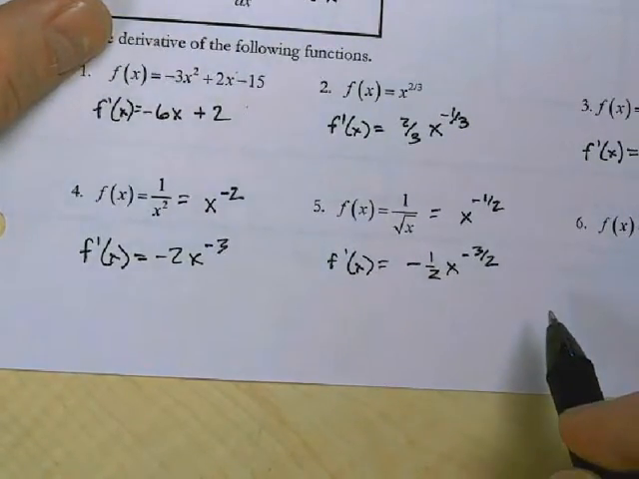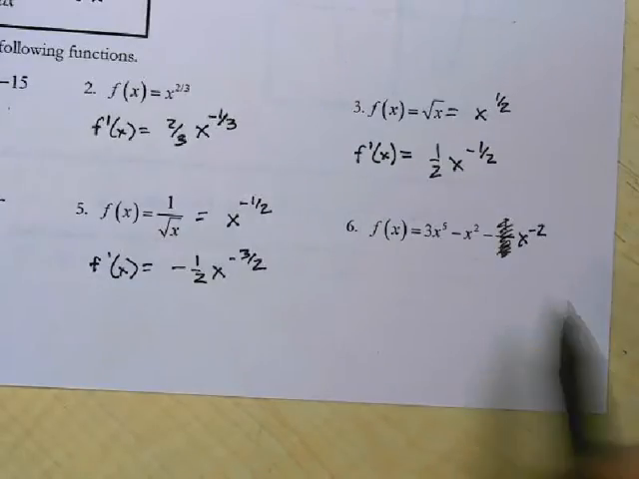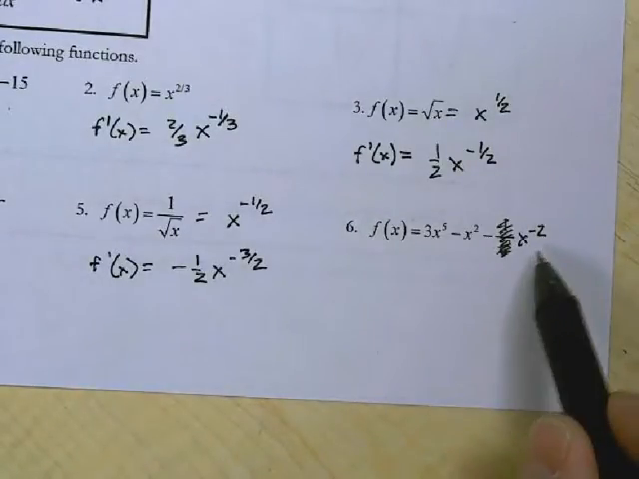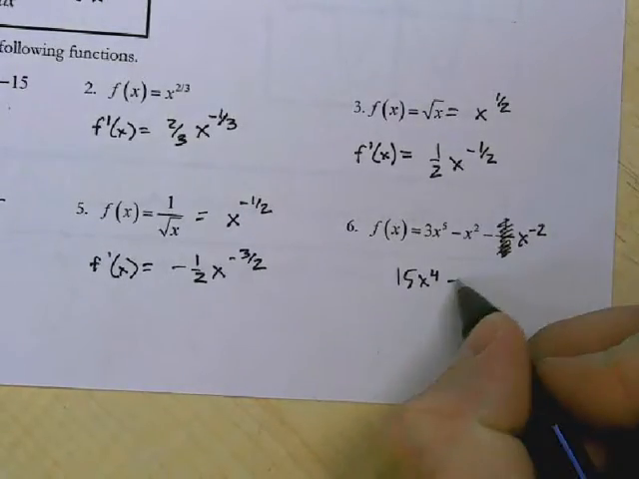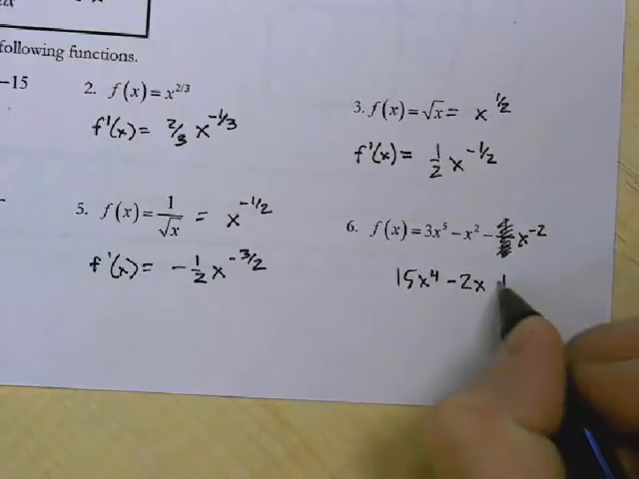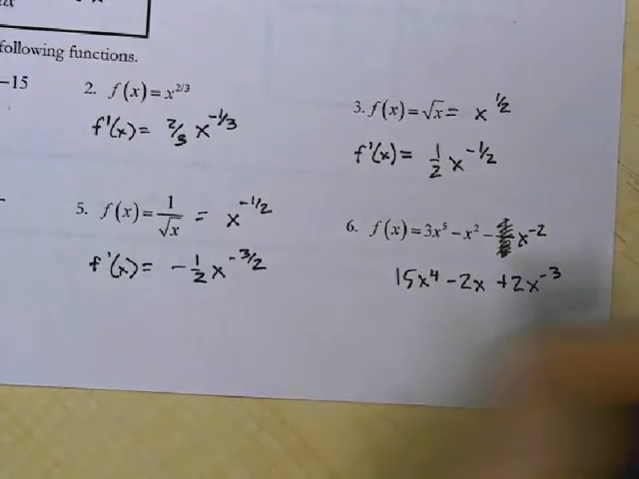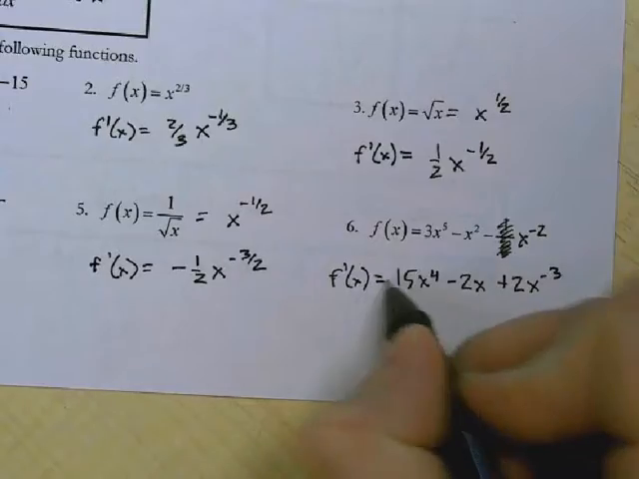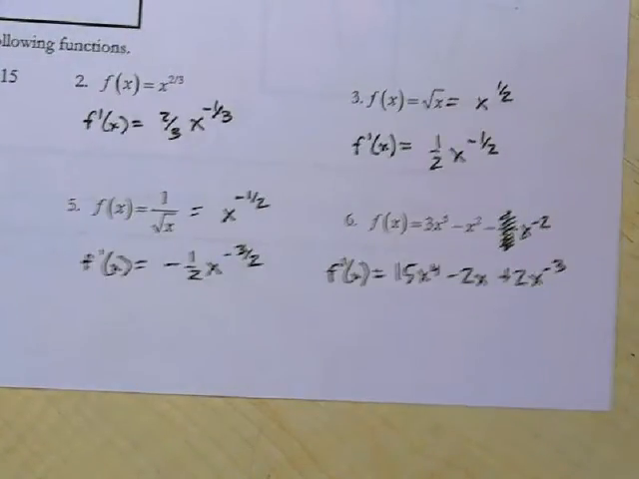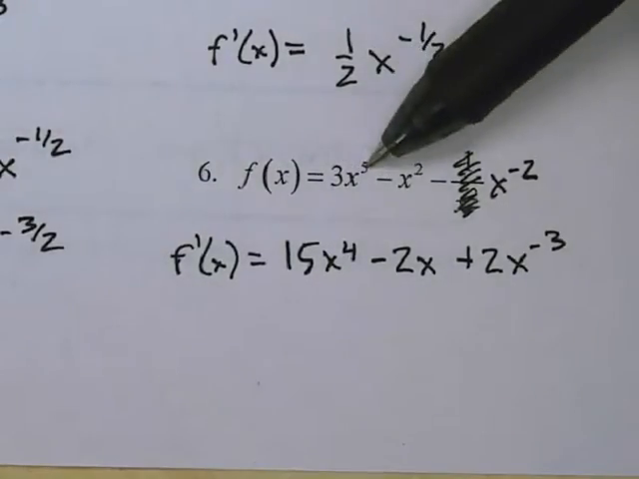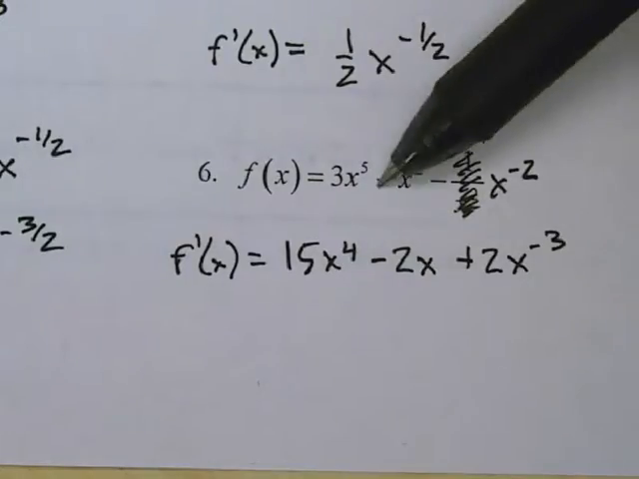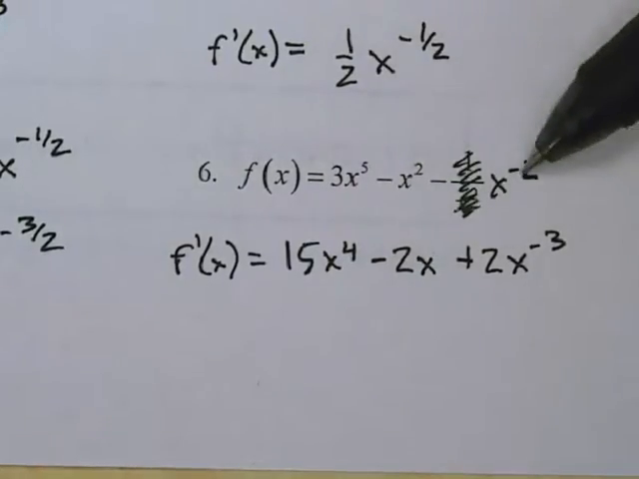Alright. Number 6. You got 3 parts to this one. So, you got 15x to the 4th, negative 2x, positive 2x to the negative 3. 15, subtract 4. Negative 2, subtract 1. Negative 2 times negative 2. Positive 2, subtract negative 3.